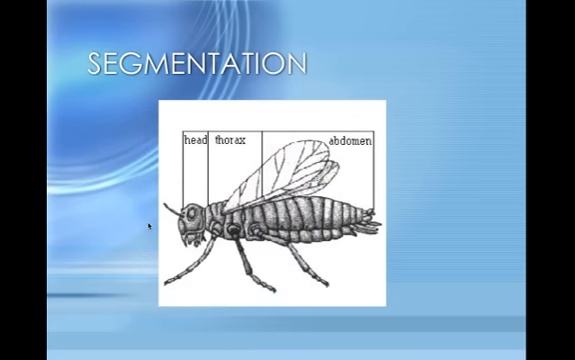The second adaptation in annelids that is important is segmentation. This allows for specialization of body regions. Groups of segments are modified for different functions.